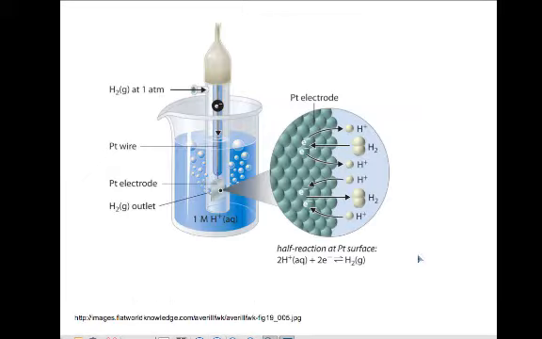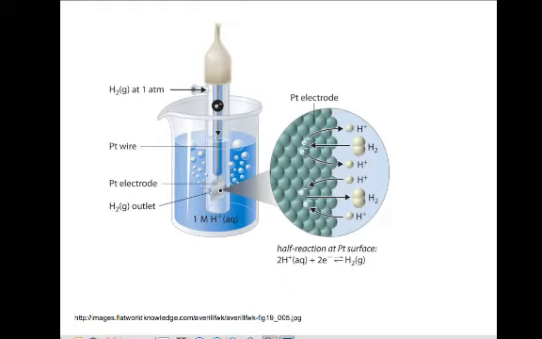Now, we left off our conversation discussing the standard hydrogen electrode, the electrode against which the tendency to gain or lose electrons is measured. So let's take a look at how it is designed.